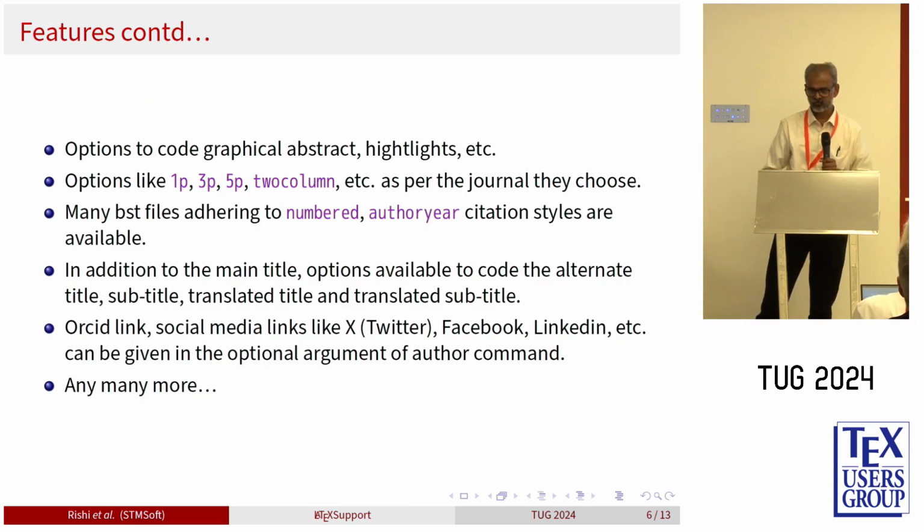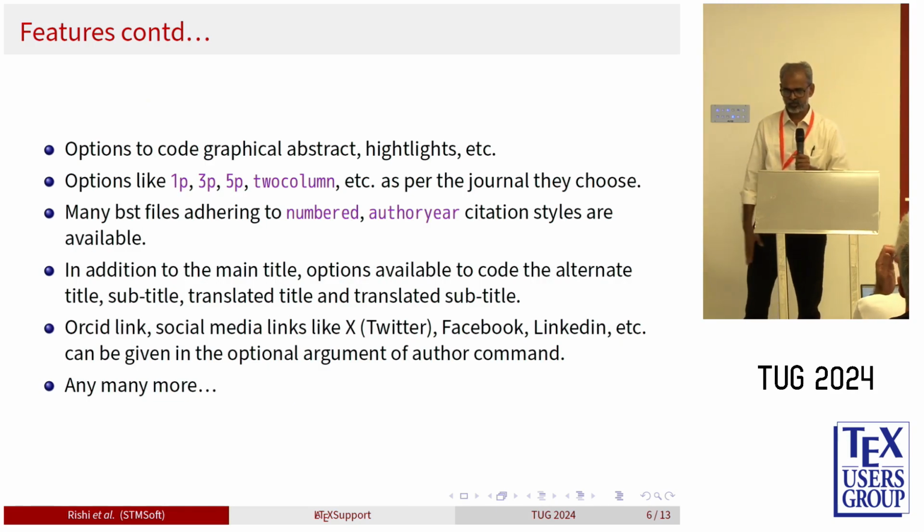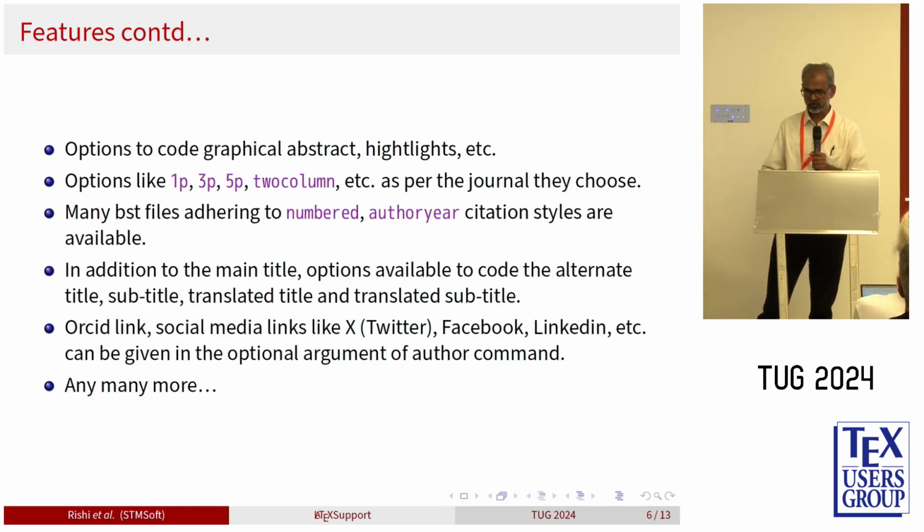Then options for graphical abstract highlights can be given. Then according to the page width, there are options like 3P, 1P, 2-column, etc. Then many BST files adhering to numbered and author year styles are also available.